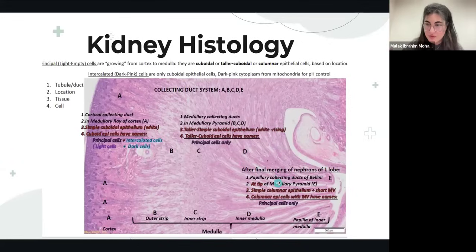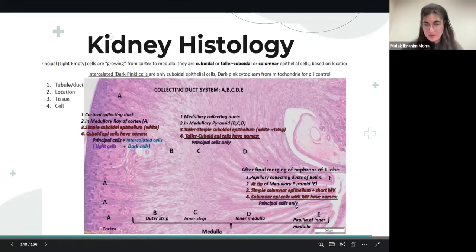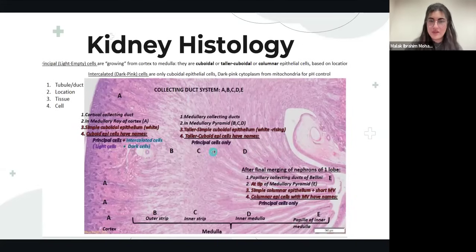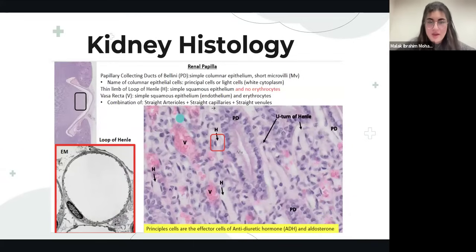Then when you go into the calyx, the major calyx towards the papilla, you would see the simple columnar epithelium. Basically, the name is just principal cells. You wouldn't see intercalated cells here. It's just principal cells. So the only part where you would see intercalated cells would be in the cortical collecting duct.